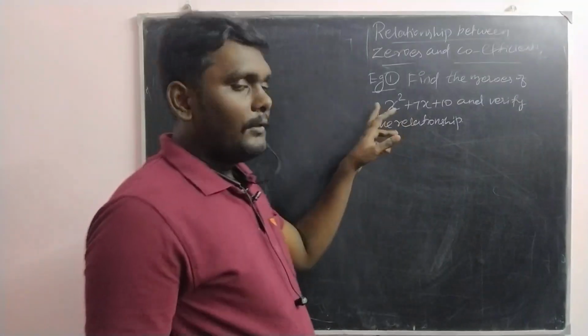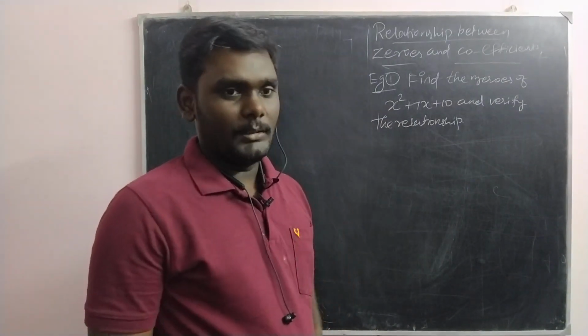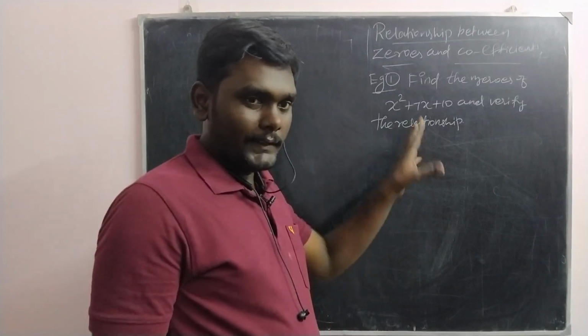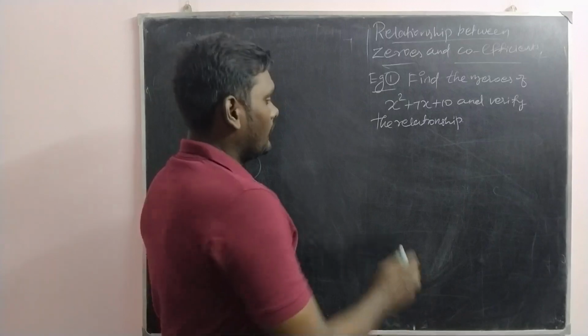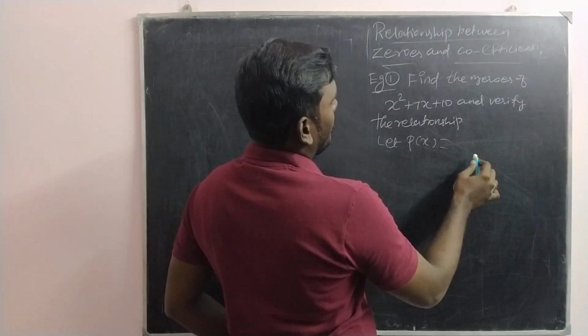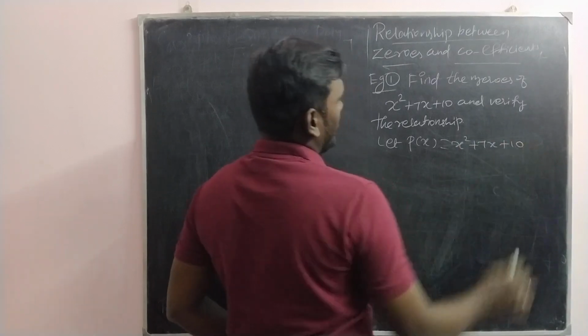See, first of all, we should name the given polynomial. That is the first and foremost step. Remember, in 9th class itself, I told you, whatever is given, you should name it first. So, let p of x equal x square plus 7x plus 10.